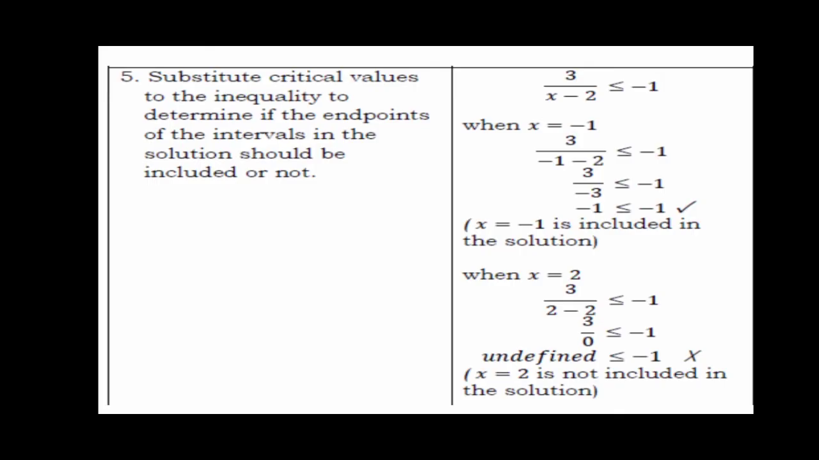Step 5: substitute the critical values into the inequality to determine if the endpoints of the intervals should be included in the solution or not. From the original rational inequality, we are going to substitute the value of x by negative 1 and 2. If the value is true, then it is included in the solution. If it is false, then it is not included in the solution.